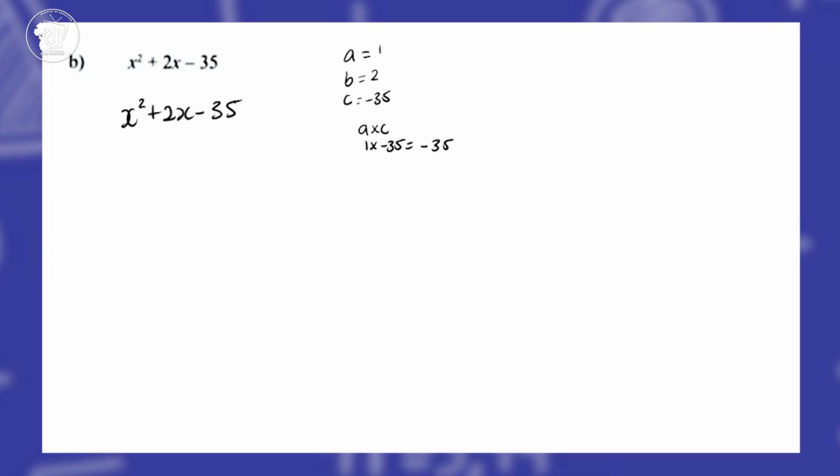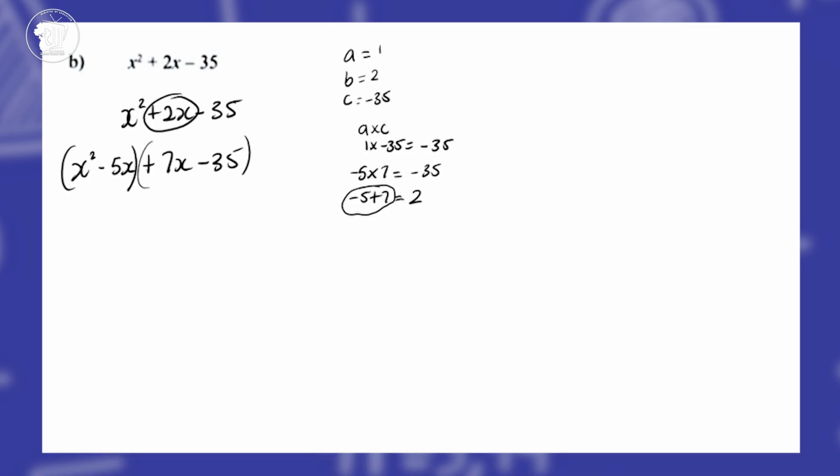We know the numbers have to be close to each other, so we can think of 7 and 5, and we must get a negative 35. So let's think of negative 5 multiplied by 7 will give me a negative 35 indeed, and negative 5 plus 7 would give me a positive 2. So these two numbers are the numbers I would substitute here. So I have x squared minus 5x plus 7x minus 35. I'm replacing the middle term with these two numbers, and then I pair off, and then I factorize.